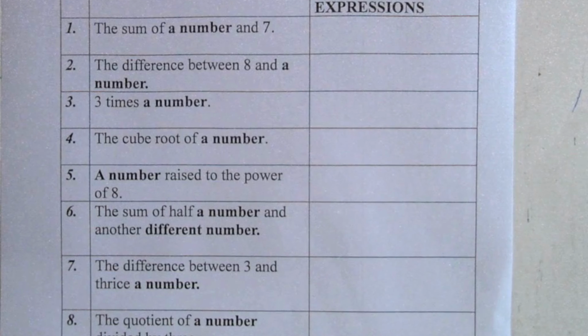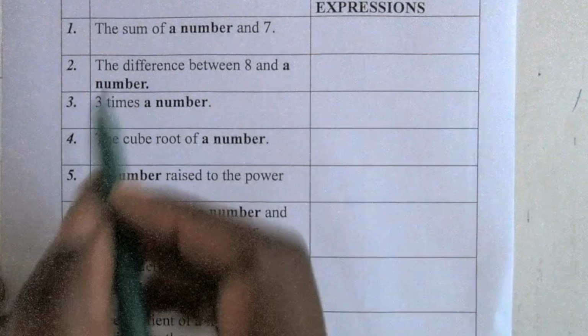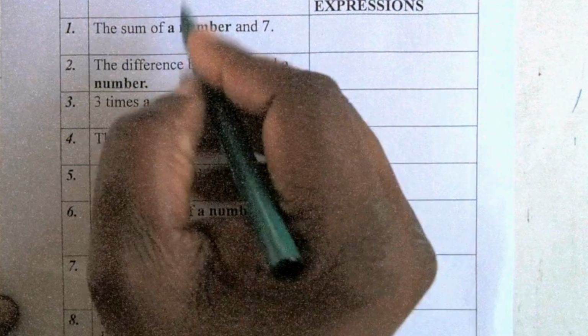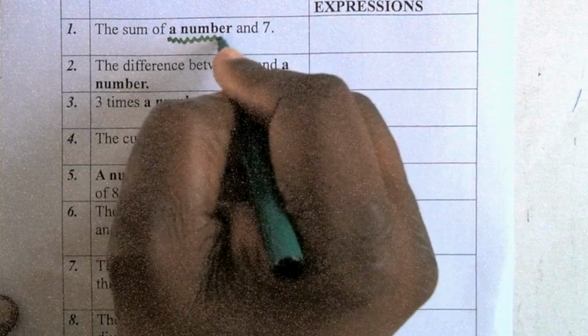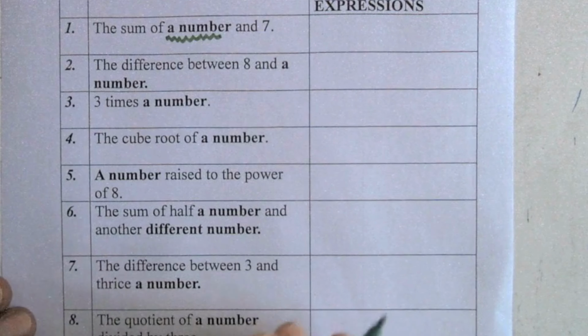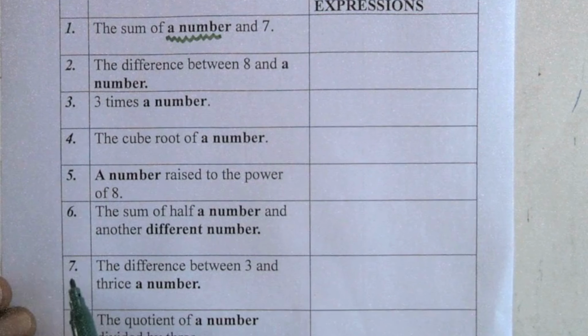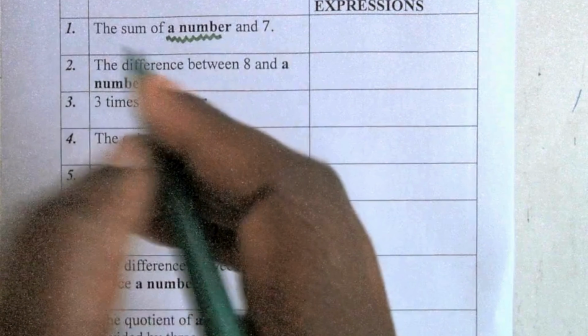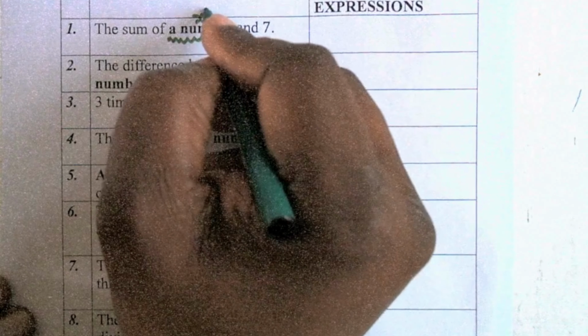In today's lesson, we are given statements and we are going to write them as algebraic expressions. The first one reads, the sum of a number and 7. I'm going to underline here, the sum of a number and 7. Let's choose a letter to represent this number. I have noticed that mathematicians are very comfortable with using the letter X. I'm also going to use the letter X here to represent the number.